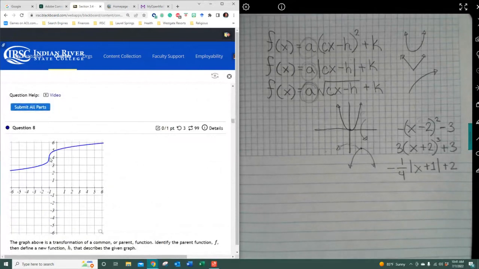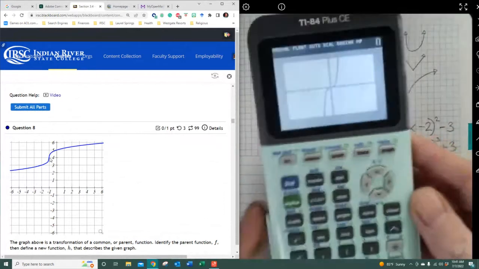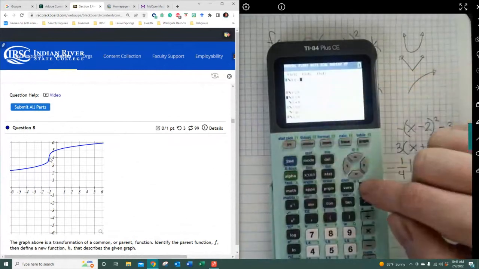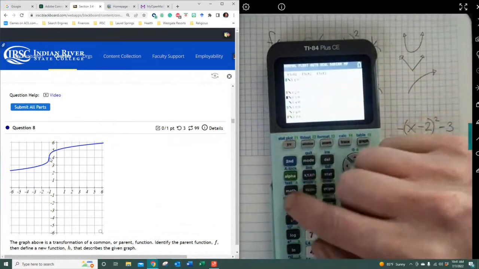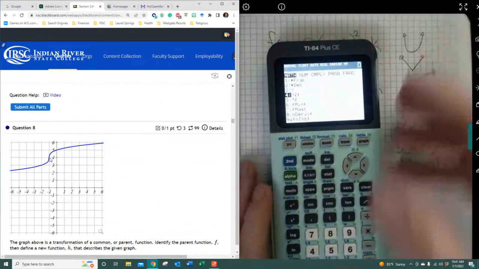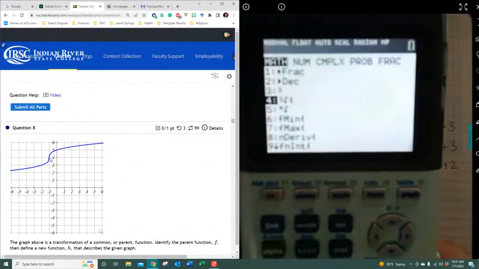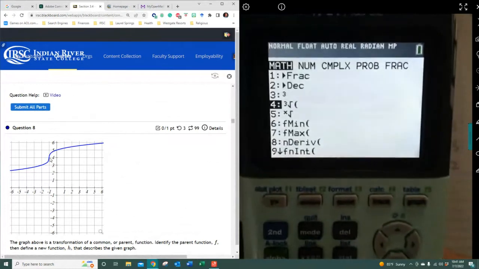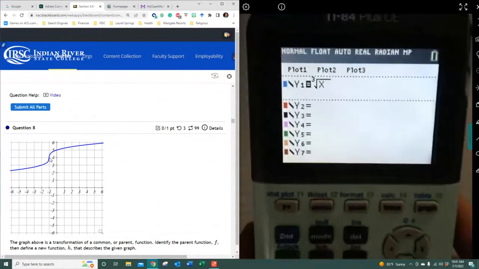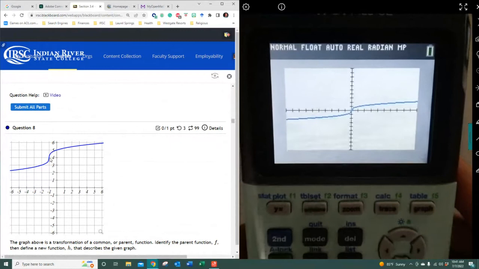Now, this one is the cubic root function. So to graph the cubic root function, you go to y equals, clear that out, and hit math, and the cubic root function is at number 4. That's the cubic root function. And you go ahead and hit X. And you can see how this looks like the cubic root function.